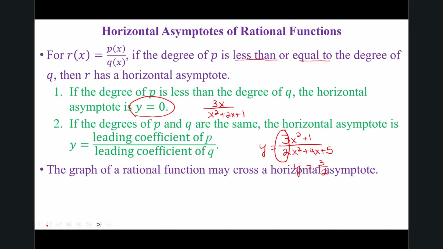Remember, the graph of a rational function may cross a horizontal asymptote. The graph will not cross a vertical asymptote, but it might cross a horizontal asymptote.